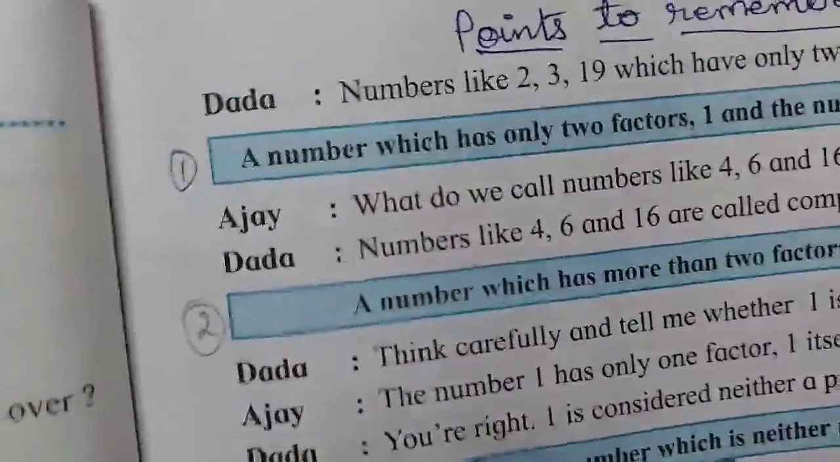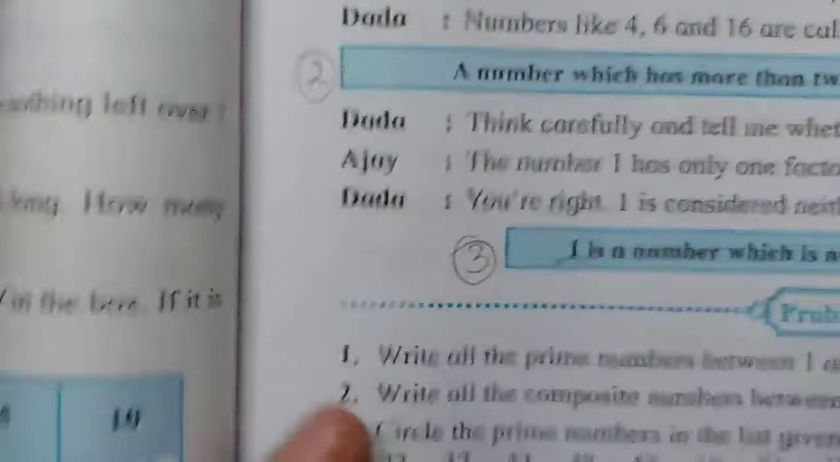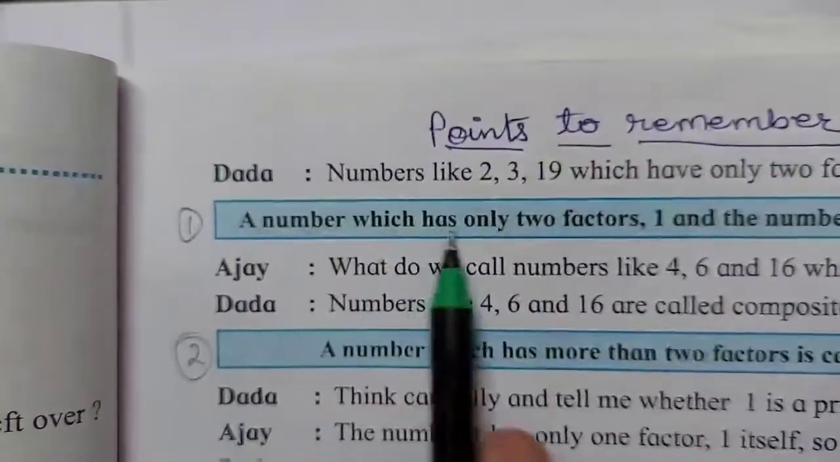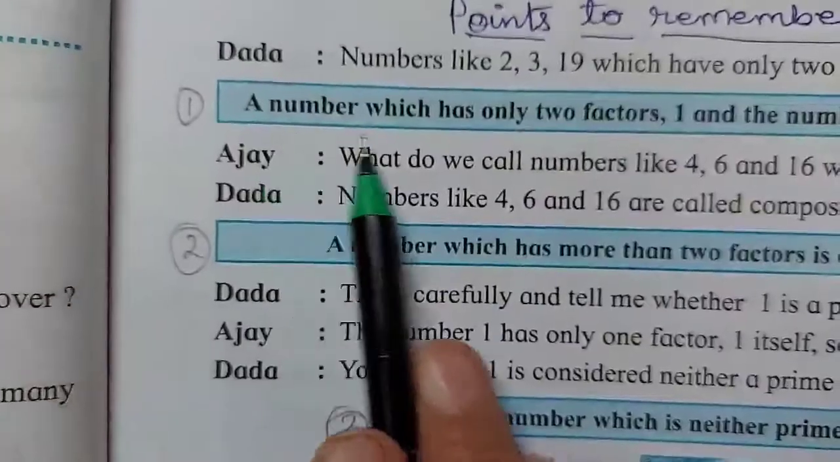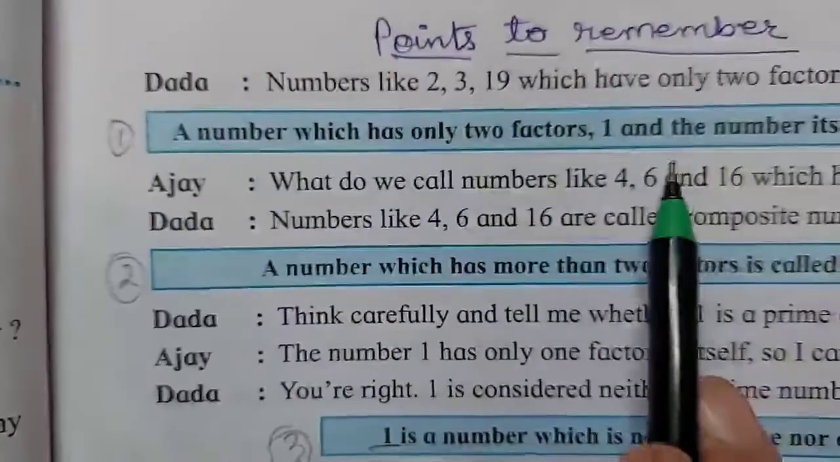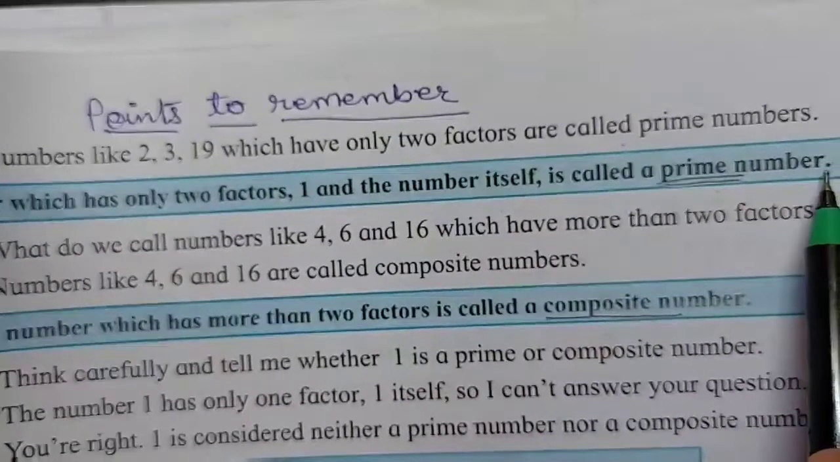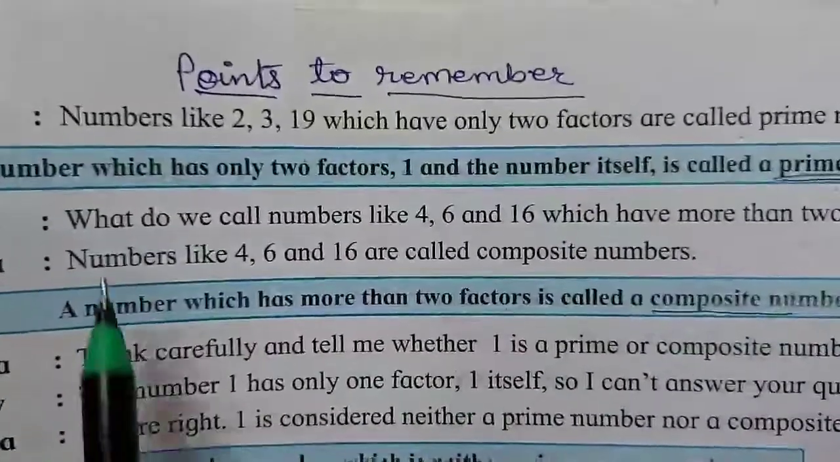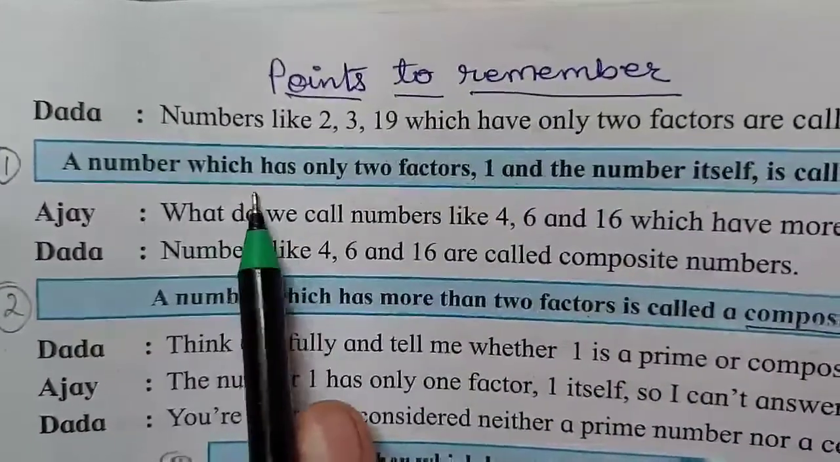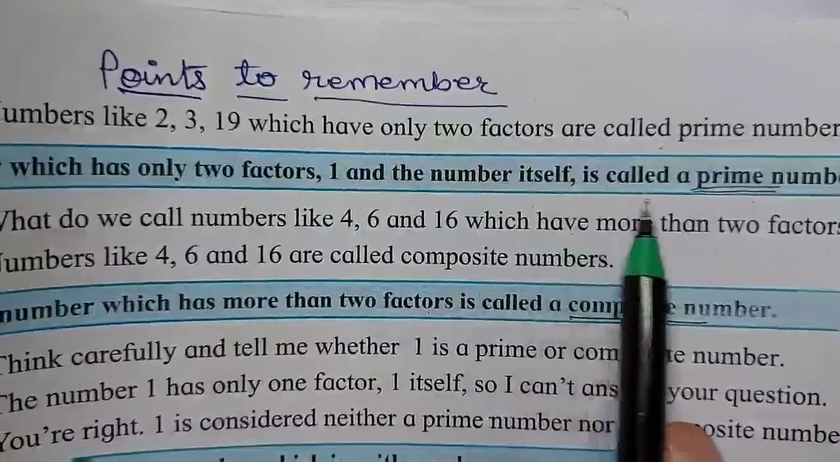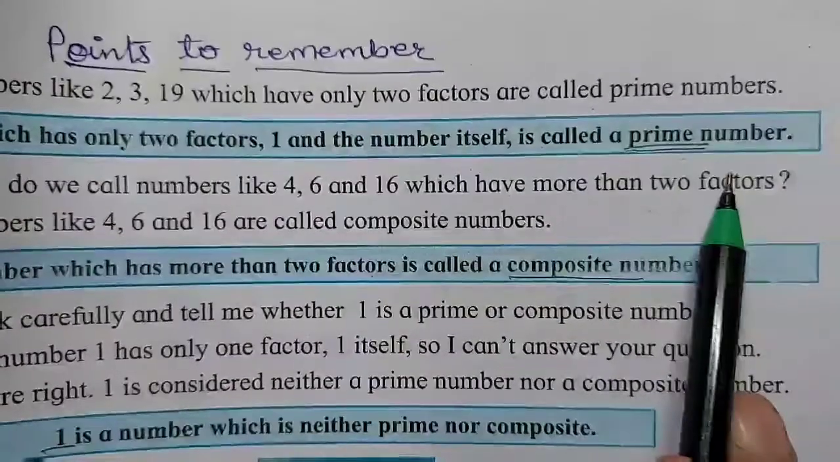Okay. Now moving further. This is page number 49. You can see page number 49. Now these are the points to remember. A number which has only 2 factors, 1 and the number itself, is called a prime number. Got it, children? That is what was explained.